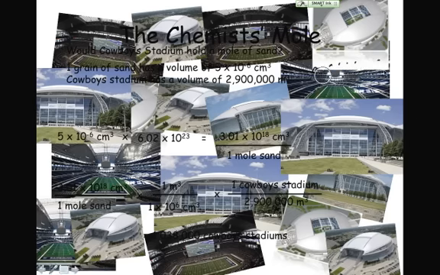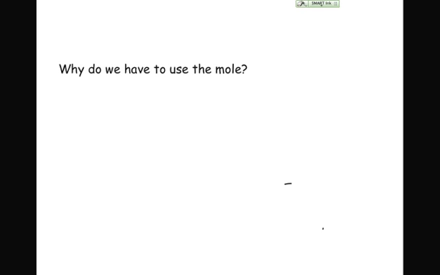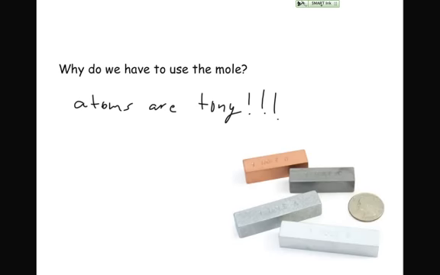Okay, so anyway, sand's really small. And so 1,000,000 Cowboy Stadiums to hold a mole of sand. Anyway, so why do we use the mole? Why do we have to use such a number that is so big? Well, it's because atoms are so small. Atoms are tiny, very tiny. As a matter of fact, if you look here, there's a quarter in that picture, and this bar right here, for example, that bar is 1 mole of copper.